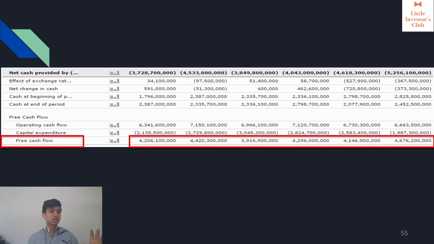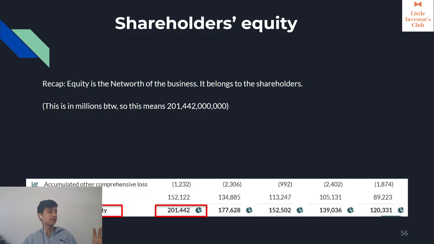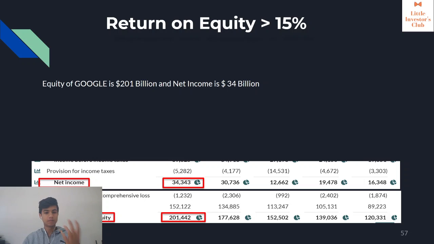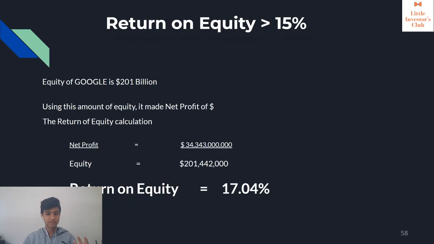Here we can check the shareholders' equity either by measuring the free cash flow or by doing a little more research and finding the actual shareholders' equity. So here we can see the shareholders' equity of McDonald's, or no, this is Google, is 201,442 million, which equals $201 billion. So we have the shareholders' equity of $201 billion and the net income of $34 billion. You just divide that and you get a return on equity of 17%.